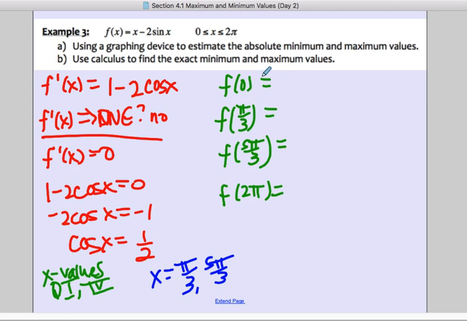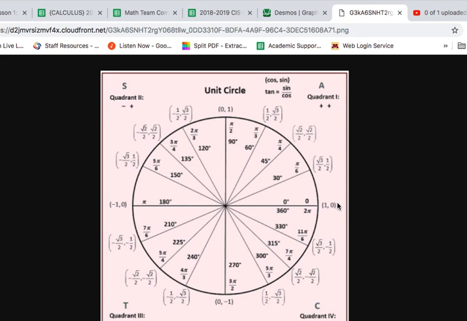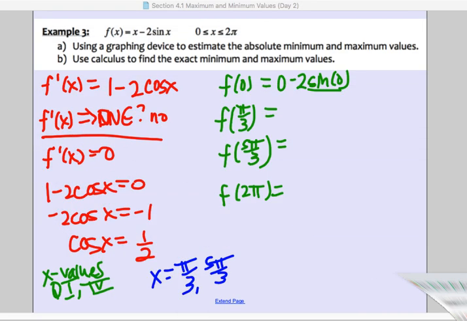So what we have is 0, since x is 0, minus 2 times sine of 0. Sine of 0, if we look at our unit circle, we go to 0, your sine value is your y value, so that is 0 right here. So we really have 2 times 0, so this gives me a value of 0.